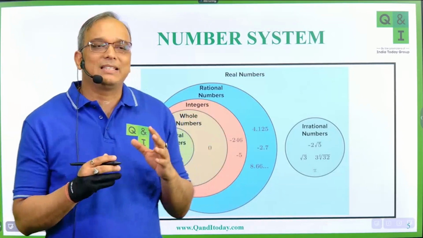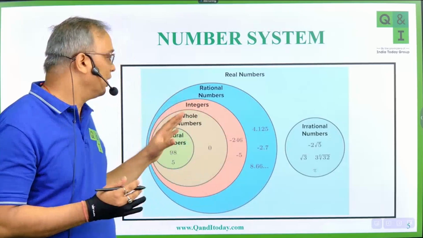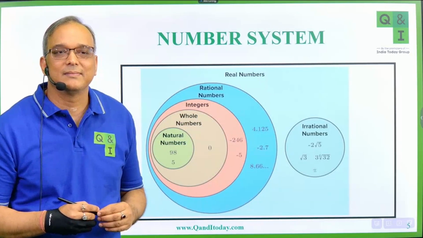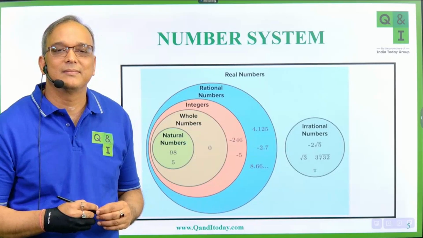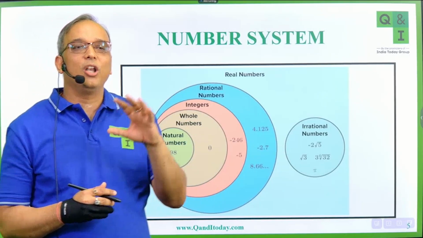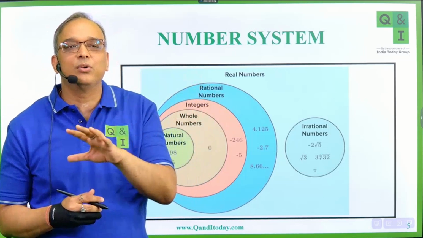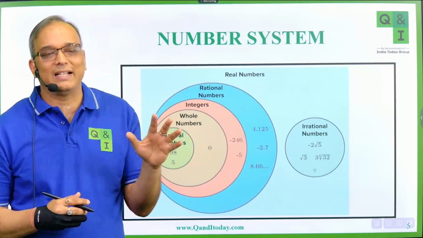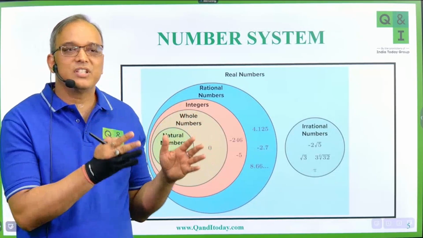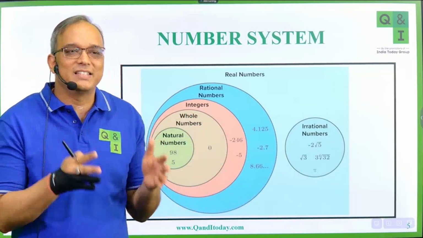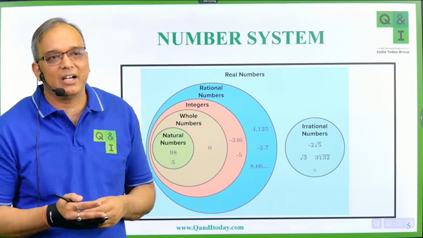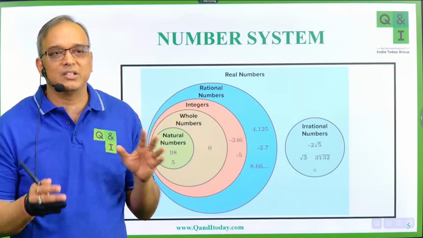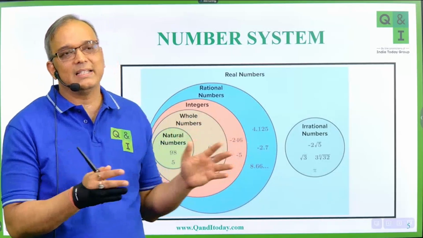A set which is bigger than whole numbers is integers. What are integers? Numbers including negative numbers, 0 and positive numbers. So negative whole numbers, positive whole numbers, and 0, right? No fractions would be included here, only whole numbers which are negative, positive, and 0. So positive and negative whole numbers together will comprise integers.